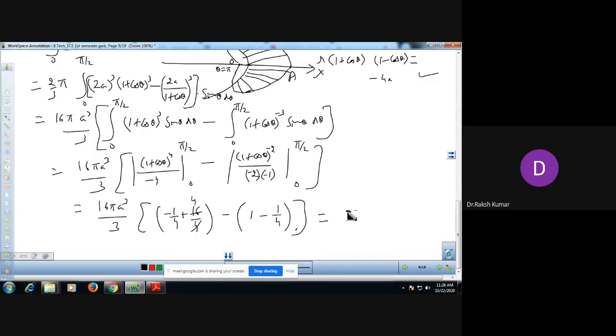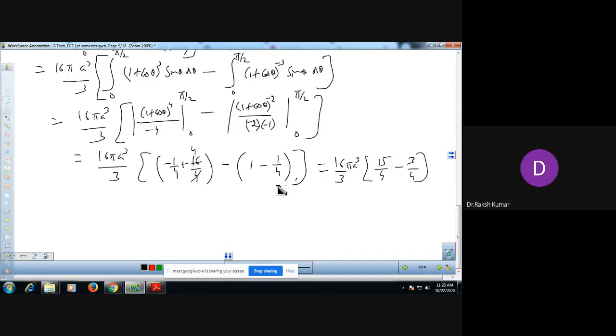Okay. Let us solve it. 2 by 3 pi a cube. Now what it comes out to be: 16 minus 1, 15 over 4, and this will be minus 4 minus 1, 3 by 4. Now this comes out to 16 by 3 pi a cube, 15 minus 3, 12 over 4. This comes out to be 3. So 3 will be cancelled. 16 pi a cube. Probably it should be.